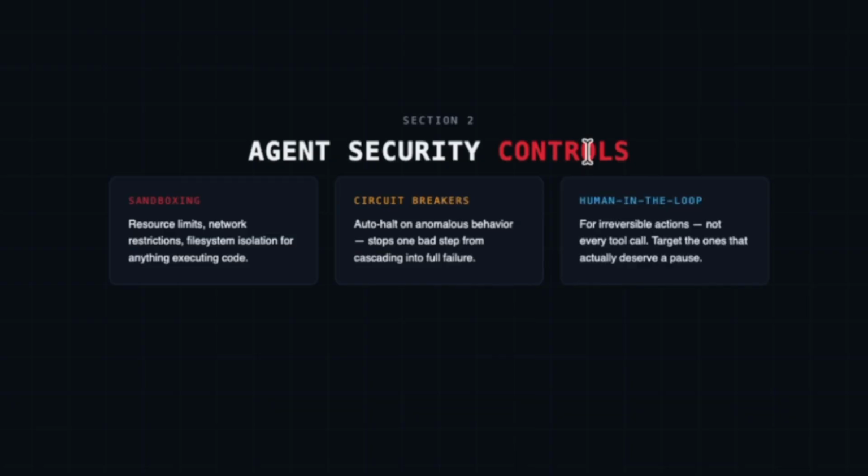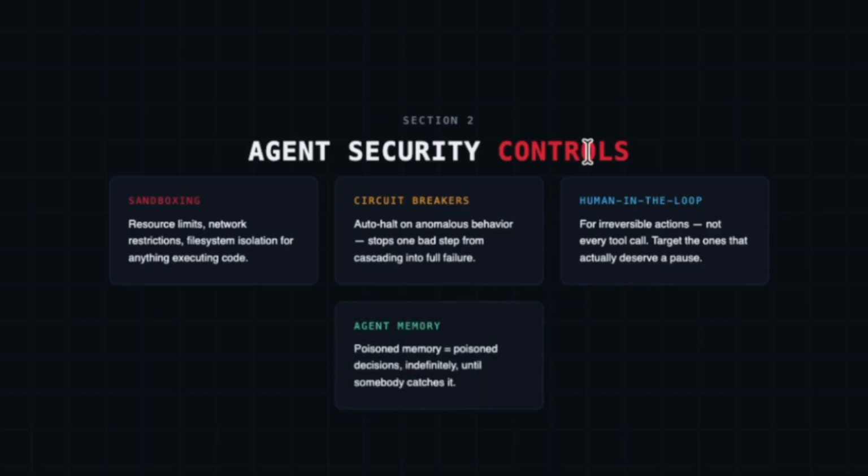Third, human in the loop, approval gates, but targeted ones. Irreversible actions, financial transactions, anything external facing, not every single tool call. That would make agents completely impractical. The skill is identifying which actions actually deserve the pause.